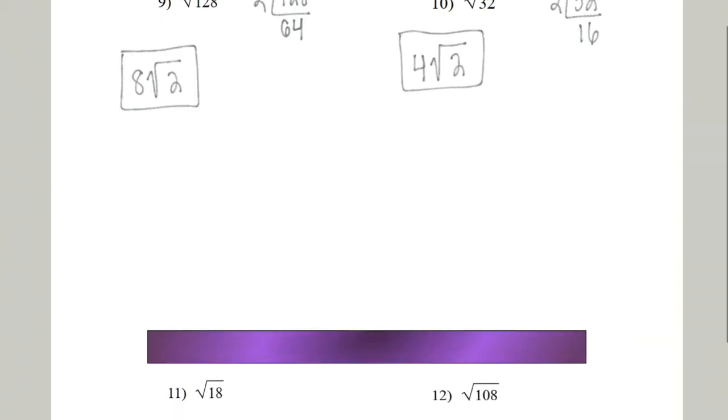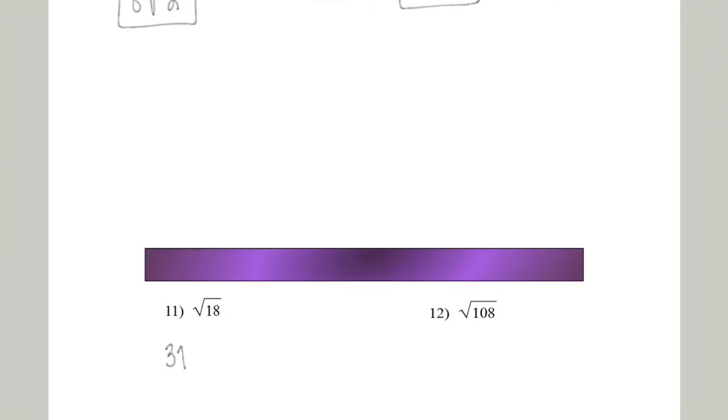Okay, if you're back, hopefully you've given these four problems a try and you're just looking to see if you've got the right answers. So 2 goes into 128 64 times. So this answer is 8 times the square root of 2. 32: 2 goes into 32 16 times. So this answer is 4 times the square root of 2. 18 is 3 times the square root of 2.